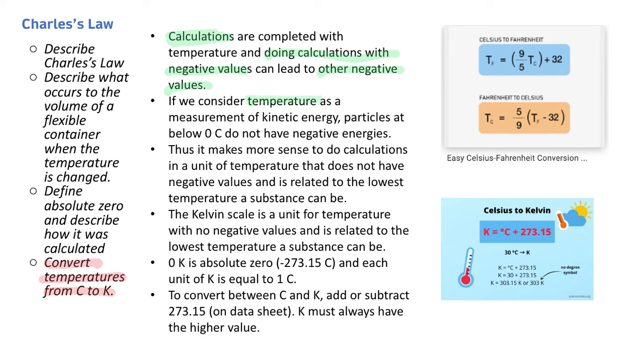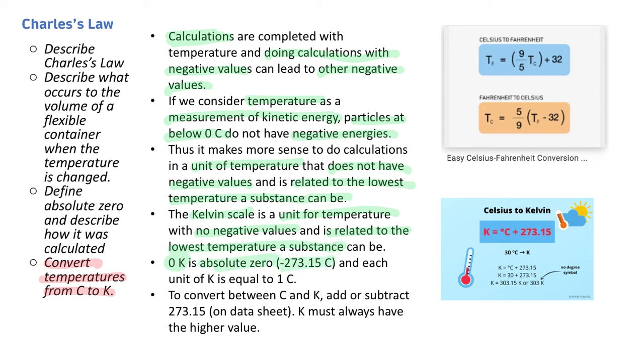If you consider temperature as a measurement of kinetic energy, particles below 0 degrees Celsius don't really have negative energies. So we need a scale or unit of temperature that does not have negative values and is related to the lowest temperature a substance can be, so it should start at absolute zero. So they made up the scale, this person called Lord Kelvin, and he named it after himself. The Kelvin scale is a unit for temperature with no negative values and is related to the lowest temperature a substance can be. 0 Kelvin is absolute zero.